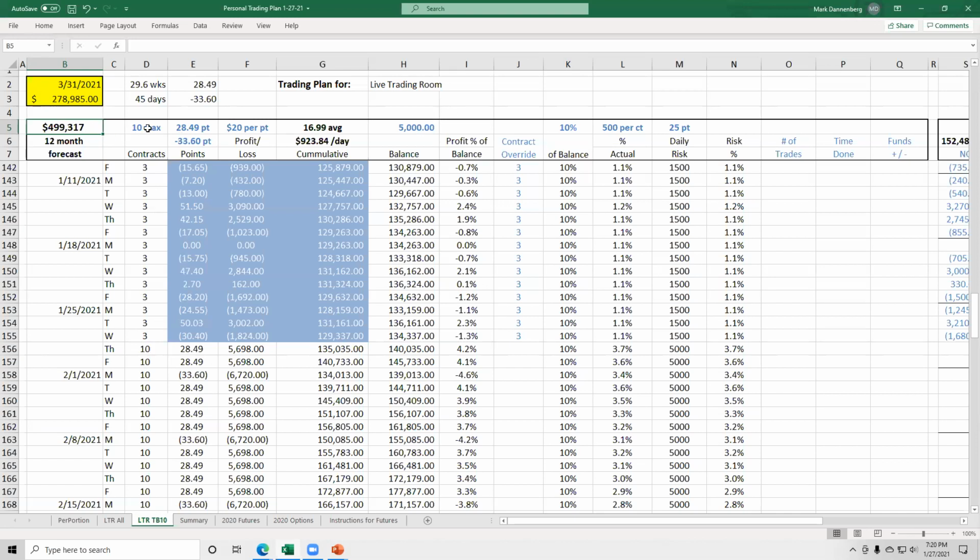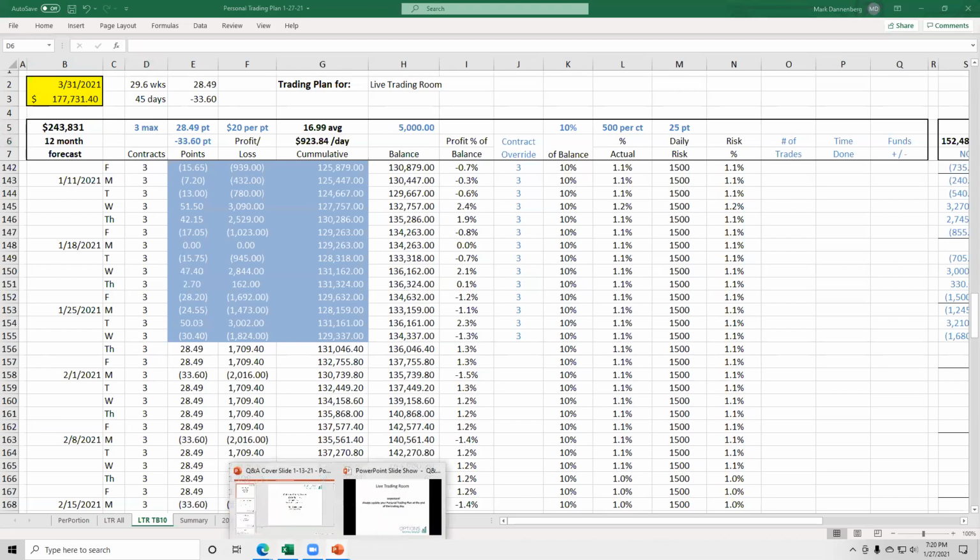Again, this is a variable that you are completely in control of, and not 30. And I think that 3 is plenty for right now, but that is a variable that you are completely in control of. So let's jump back here.